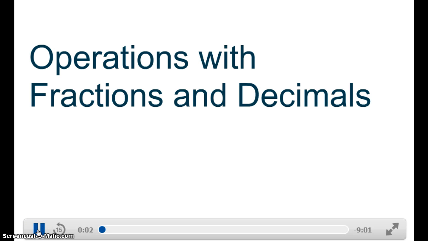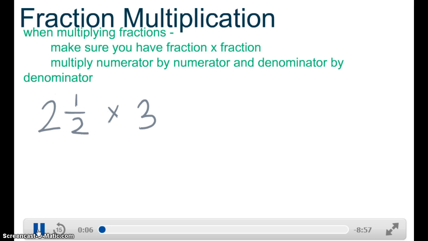Operations with fractions and decimals. We've been doing a lot with fractions and decimals, so this is a great summary for you.